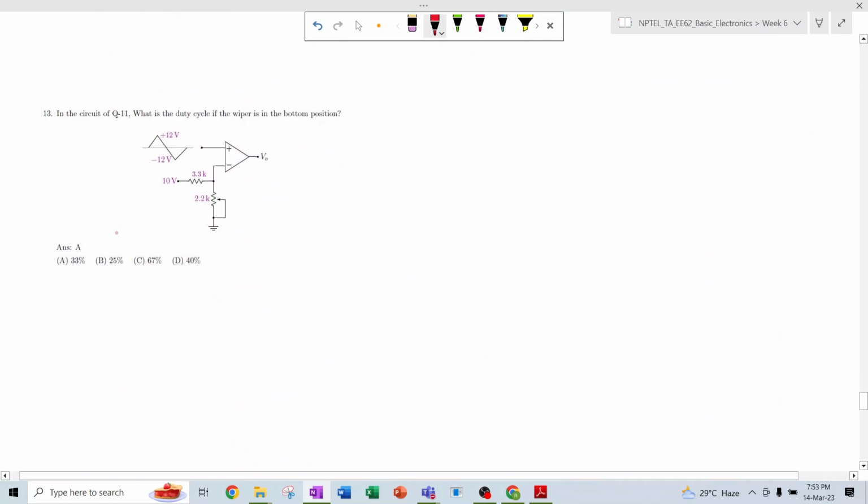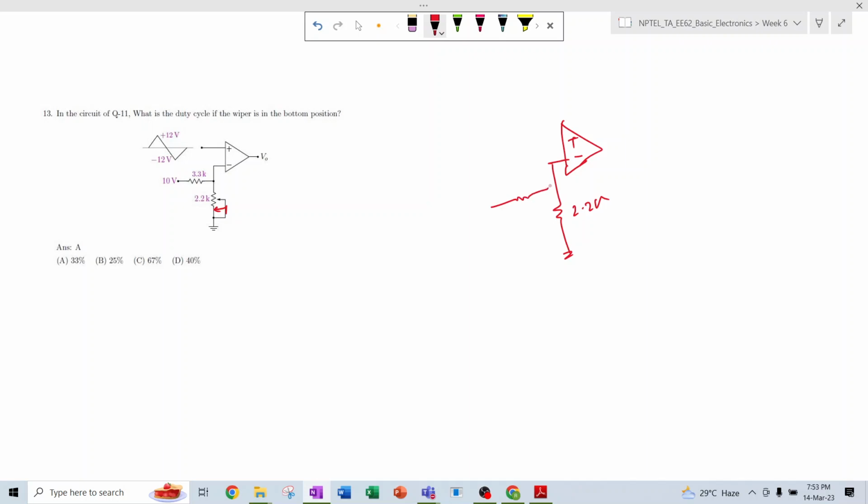Okay. The next question: what is the duty cycle if the wiper is in the bottom position? Bottom means it is connected over here. That means the entire resistance will appear. If it is minus, if it is plus, then the entire 2.2k will appear over here, and here it will be 3.3k, and here it is 10 volt, and here we are applying this sinusoidal voltage of plus 12 volt and minus 12 volt.